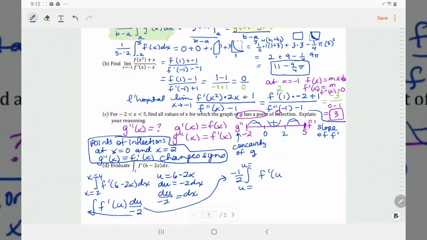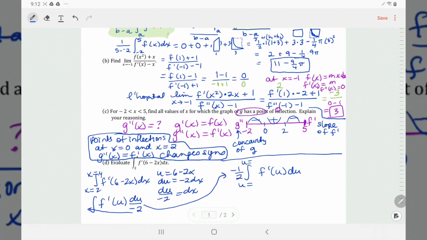So over here we have u equals 6 minus 2x. So that would be if x equals 4, then u equals 6 minus 2 times 4. So that's 6 minus 8, which is -2. So this would be u equals -2. And then the other one would be for x equals 2. So that's 6 minus 2 times 2 for u. So u equals 6 minus 4, which is 2.